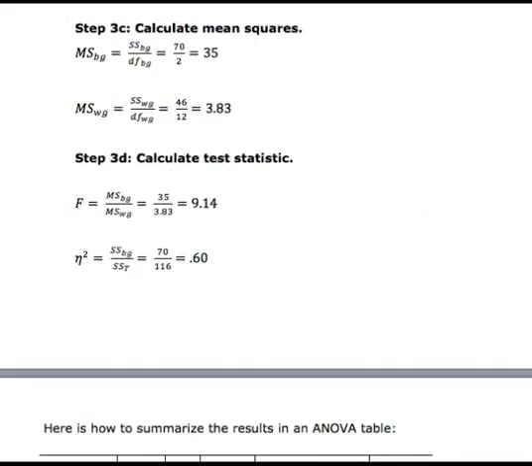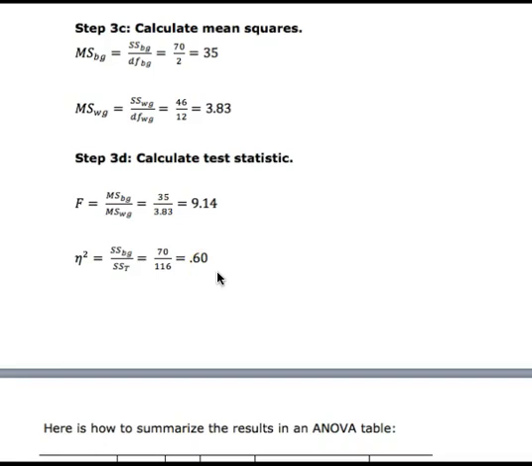Phew. So here's step 3D, which is to actually calculate the test statistic. We finally arrived, right? Our F ratio is equal to our mean square between group divided by our mean square within group, which is 35 divided by 3.83, which is equal to 9.14. If you remember, our F critical value was 3.89. We beat it, right? So we get to calculate an effect size. Eta squared is equal to sum of squares between group divided by sum of squares total. So it's 70 divided by 116, which gives us an eta squared of 0.60.